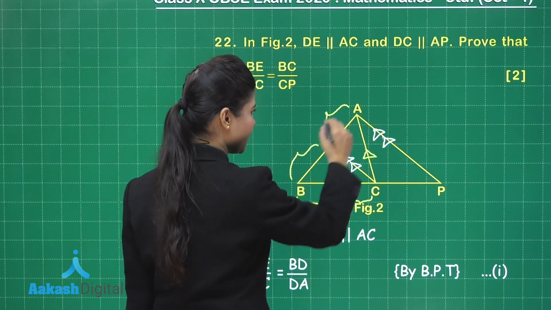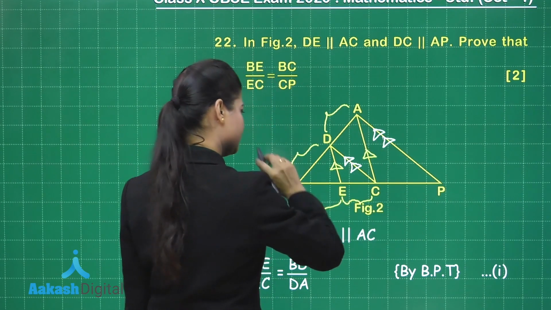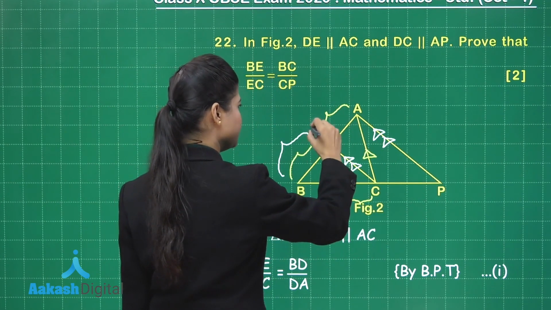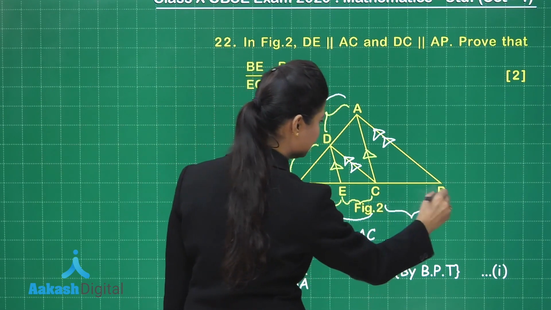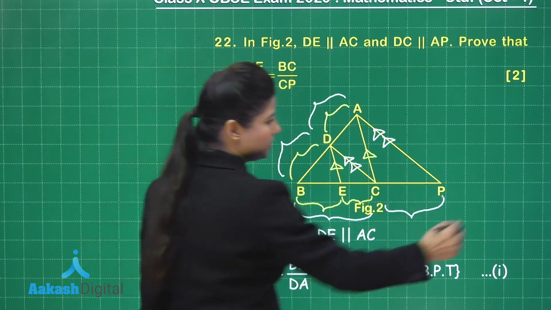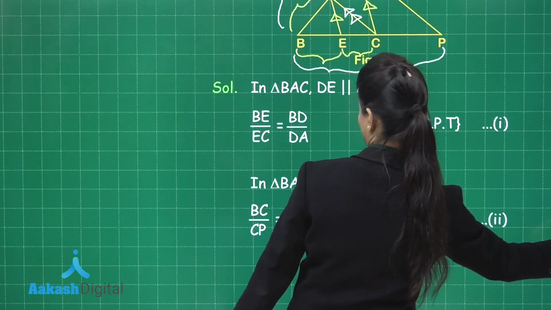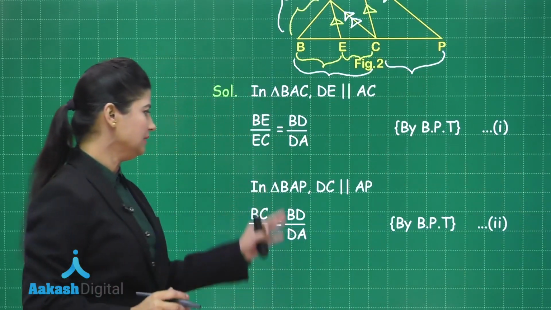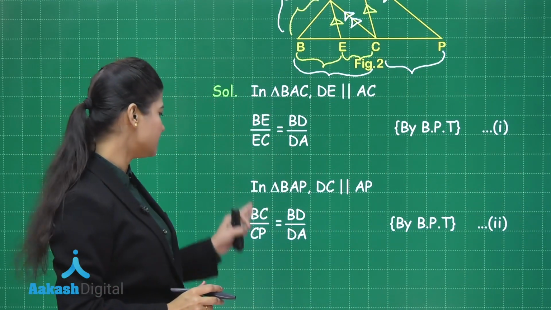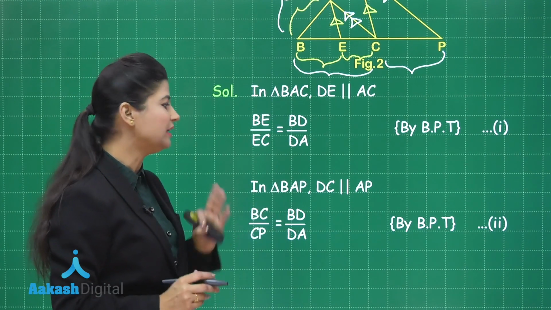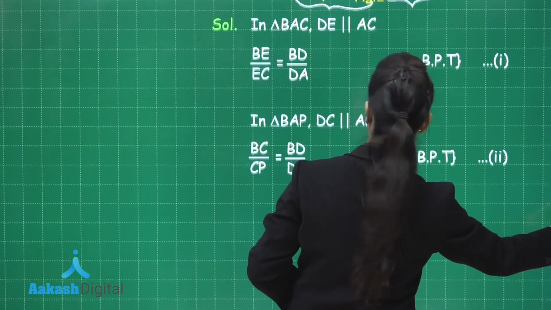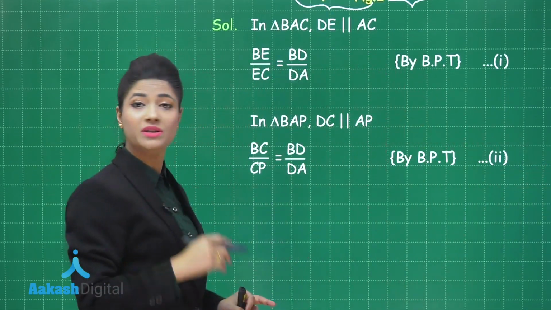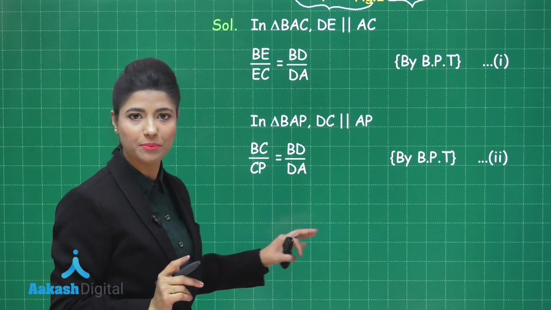If I consider this larger triangle BAP, then this will definitely give me the result that BD upon DA is equal to BC upon CP. So next I get, from triangle BAP, where DC is parallel to AP, BC upon CP is equal to BD upon DA. So I have here two equations, equation 1 and 2. You can clearly observe in equation 1 and 2, their right hand sides are equal, that is BD upon DA.